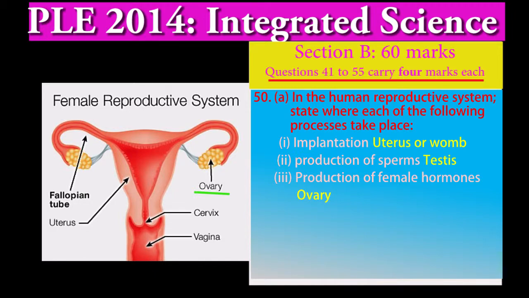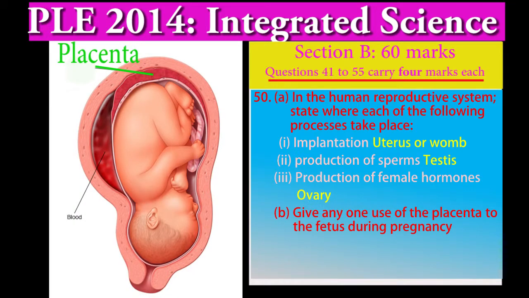ovaries. B. Give any one role of the placenta to the fetus during pregnancy. Supplies food, oxygen, hormones, prevents disease germs from reaching the fetus, attachment of the fetus to the mother, to deliver carbon dioxide and other wastes.